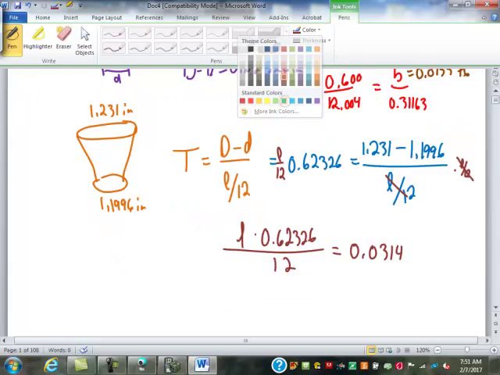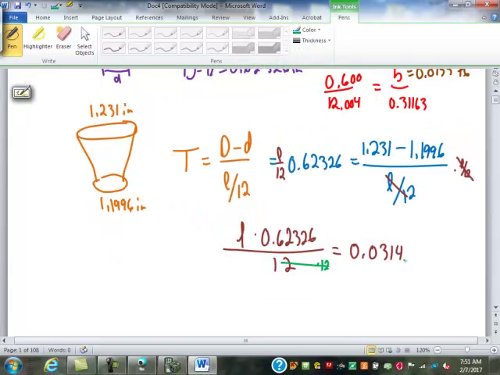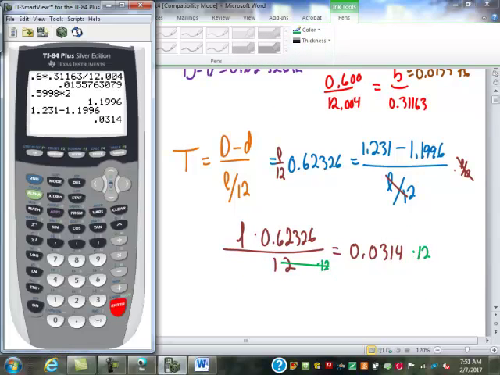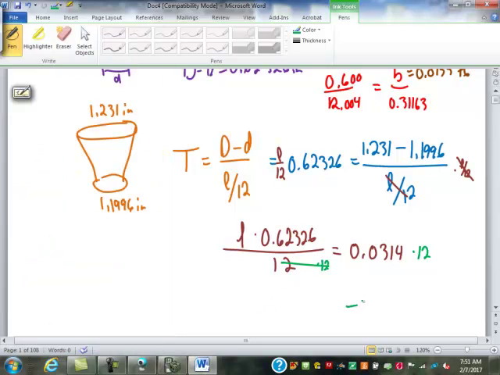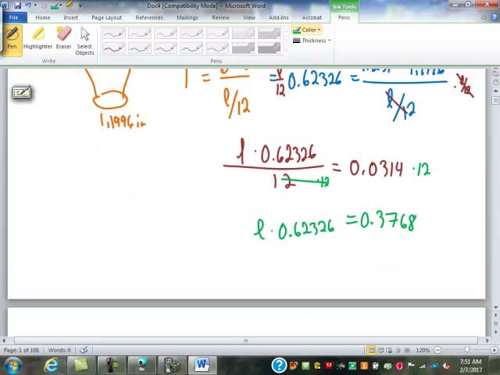Now I'm going to multiply by 12 on both sides to get rid of this 12. So it's 0.3768. So I've got L times 0.62326 equals that. So now I divide by my 0.62326.